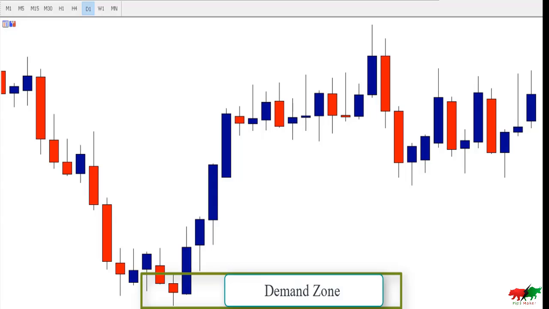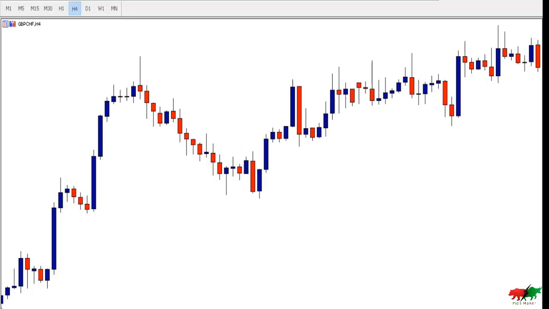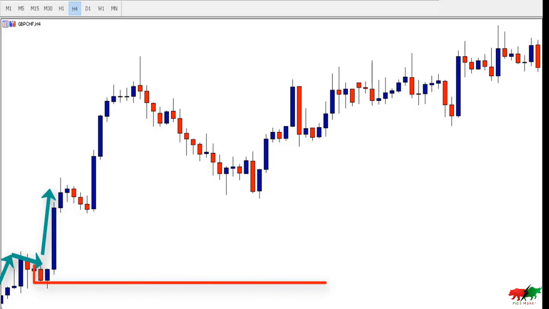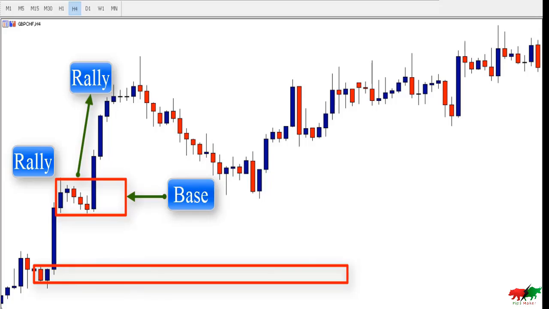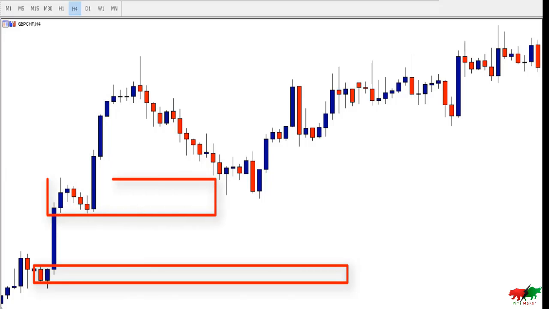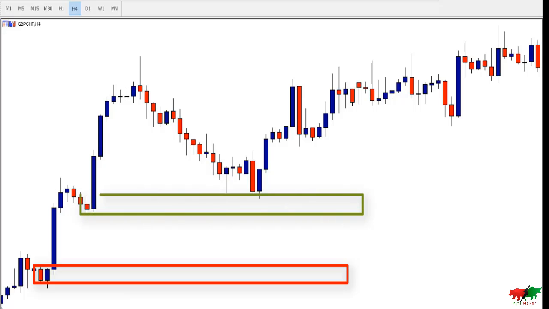Alright, look at another example. This is the GBP/CHF 4-hour chart. As you can see, this is the first rally base rally demand zone, followed by a rally base rally demand zone. We will focus on the second demand zone here because it is fresh and it is the first zone that the market is going to test. So the basing candle here is this one. We draw the demand zone, and as you can see, when the market returned to test this zone, the market was strongly rejected, forming a nice pin bar candlestick pattern.